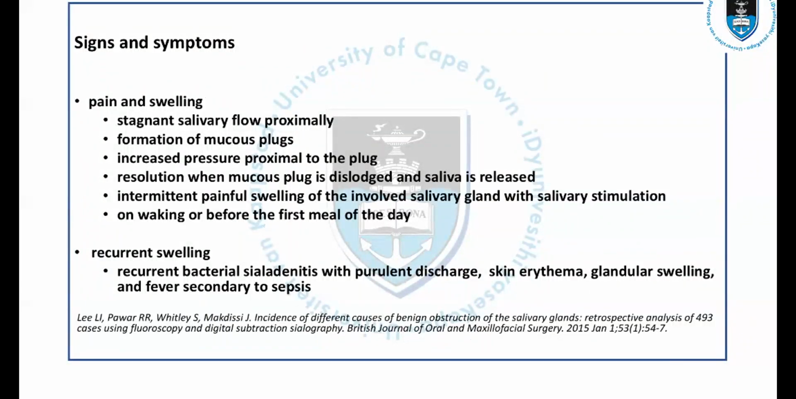Obstructive salivary symptoms include intermittent painful swelling of the involved salivary glands with salivary stimulation, and the swelling may be present on waking or before the first meal of the day. Recurrent swelling can result occasionally in recurrent bacterial sialadenitis with purulent discharge, skin erythema, glandular swelling, and fever secondary to sepsis.